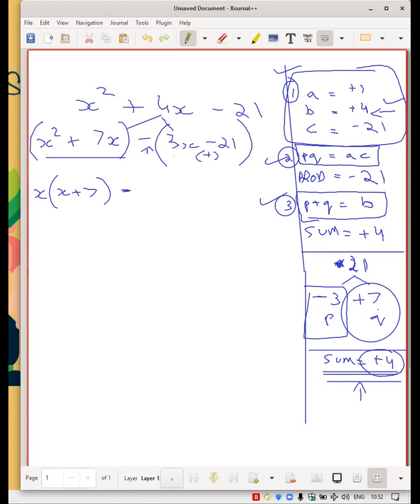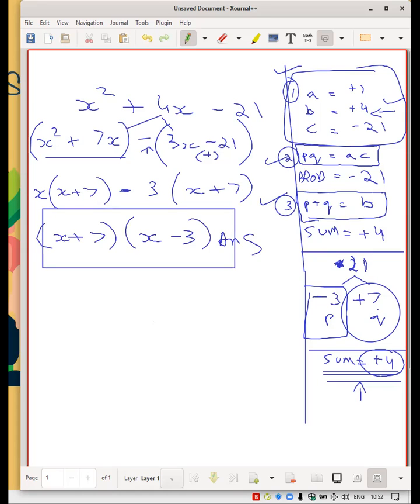Krishna, second term. Minus of what is common between 3x plus 21? So 3. Okay. What do I write inside? So x minus 7. Sorry, x plus 7. X plus 7. Again, two terms. Anything common in both of them? X plus 7. Yes, sir. X plus 7 and x minus 3. So that is our final answer.